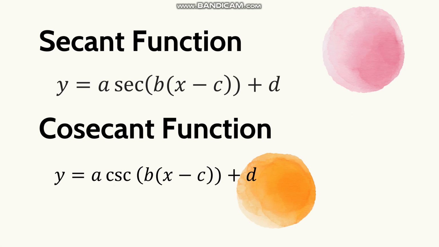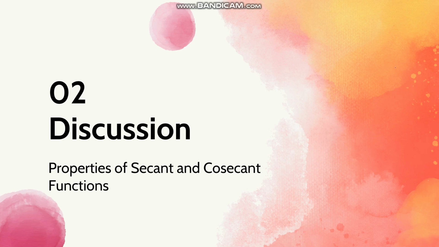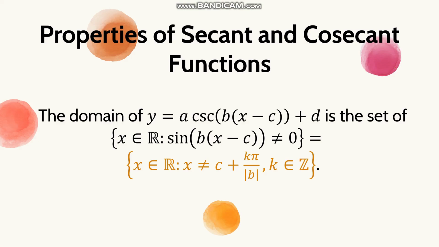So it's like this. You have a secant of b times x minus c, plus d. And it's also the same with the cosecant. So the values of a, b, c, and d play a big role in the graphs and also the properties of our function. Now let's discuss the properties of the secant and cosecant functions.